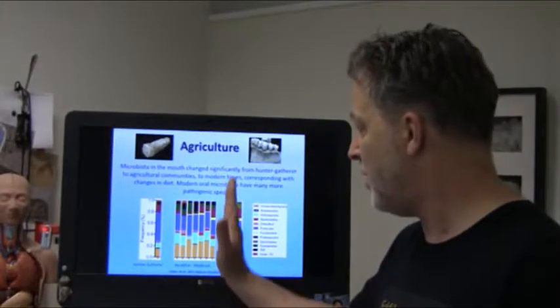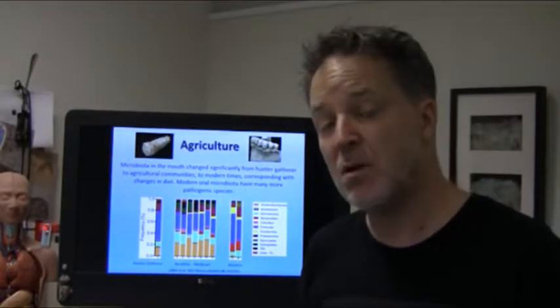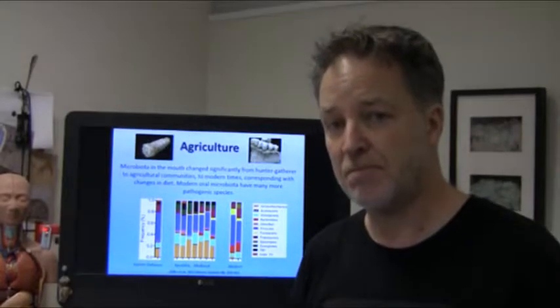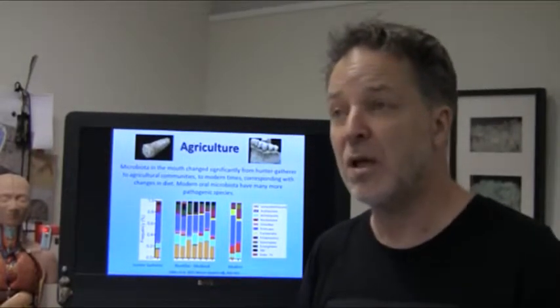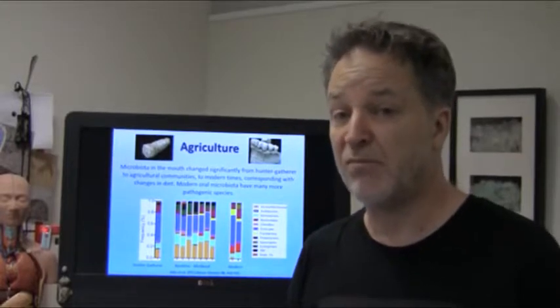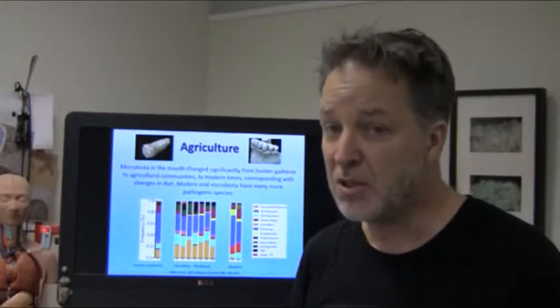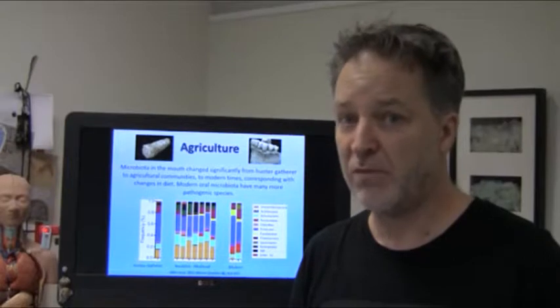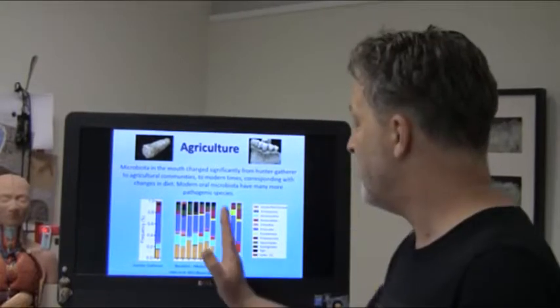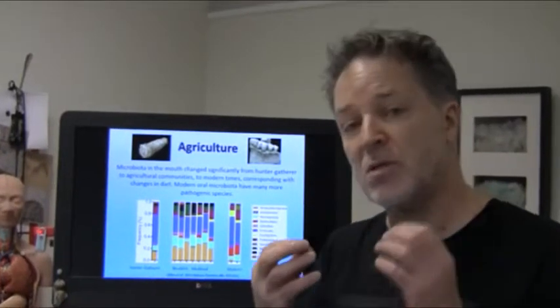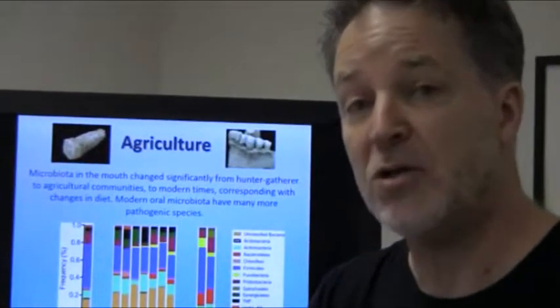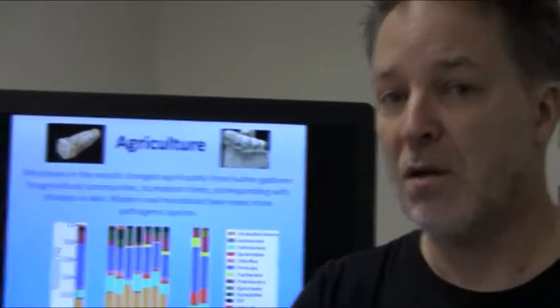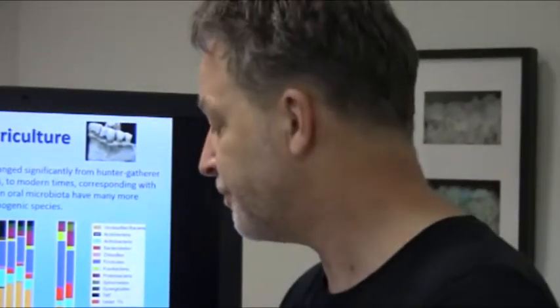And this break here corresponds with the Industrial Revolution. And that in turn corresponds with a widespread increase in the availability of processed food, in particular sugar and flour. So there is a shift in the microorganisms that live in our mouths that corresponds with a change in diet from farming diets to processed foods.